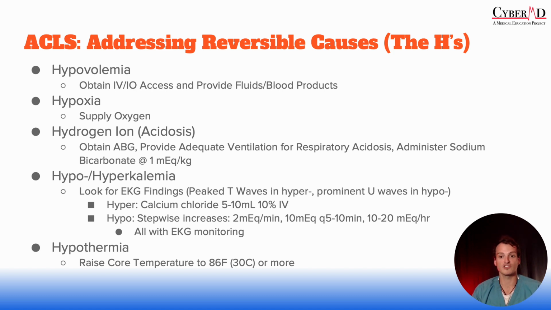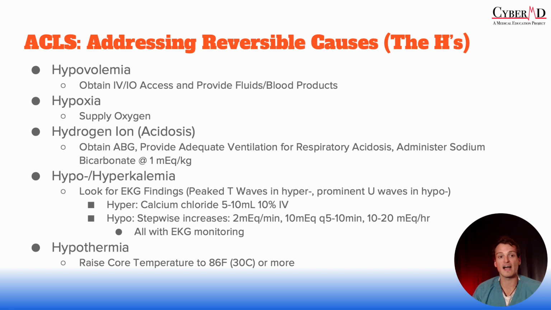The immediate action is to establish vascular access, IV or IO, whatever is available. If you can't get IV, go IO. And then once you secure that access, you need to provide fluids or blood products to restore that blood volume. The next one is hypoxia. A lack of oxygen can quickly lead to a cardiac arrest. And in those cases, it's very imperative to supply the patient with the oxygen that they're missing. This can be done using a bag valve mask, a nasal cannula, maybe an advanced airway is required. It all depends on the situation.